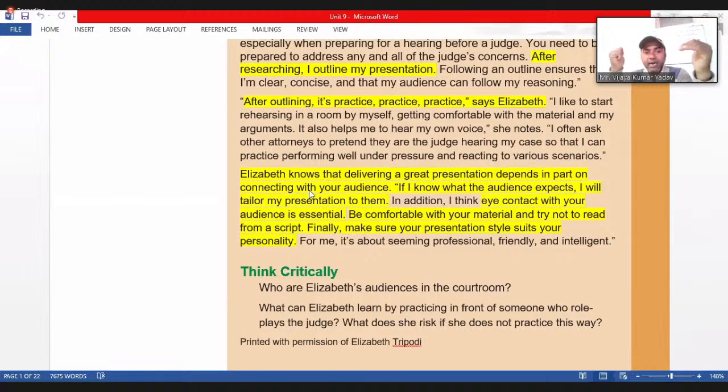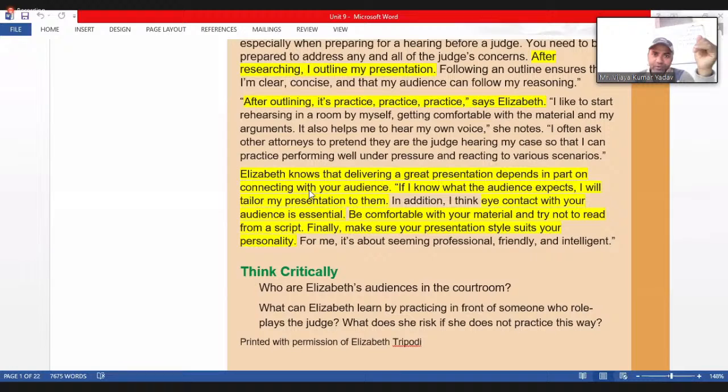Second point is good pronunciation. The next one, voice quality. Next one, accent and intonation. Next one, body language.